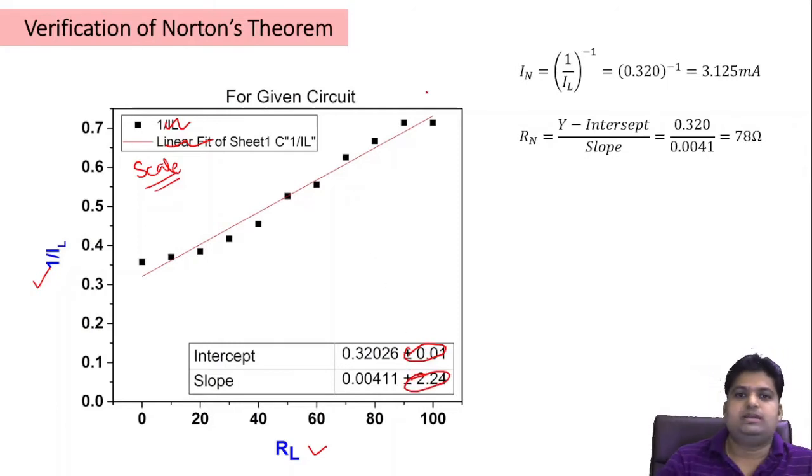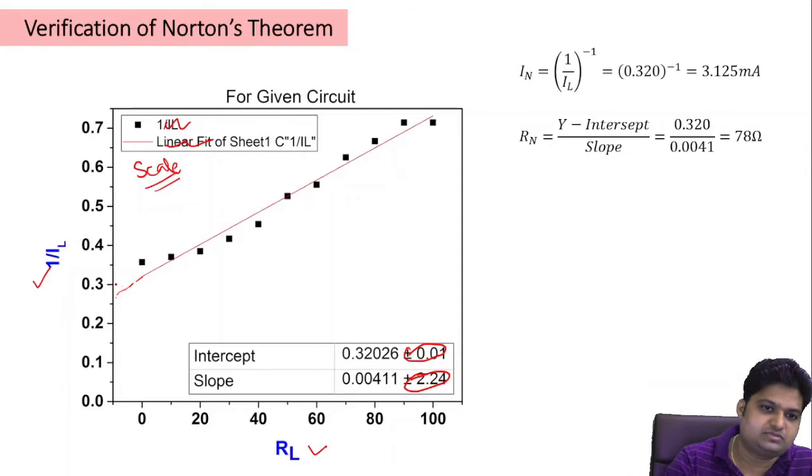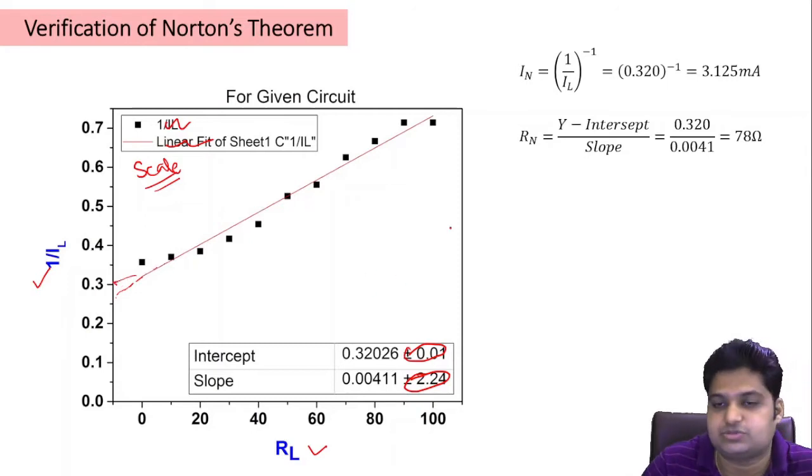You can ignore the errors, this is computer generated, so you don't have to worry about the errors. Okay, so you will get a graph like this, and you will have to extend this down to the intercept. According to this data, it should intercept at 0.32, somewhere here. The intercept will be at 0.32 and the slope is 0.0041.